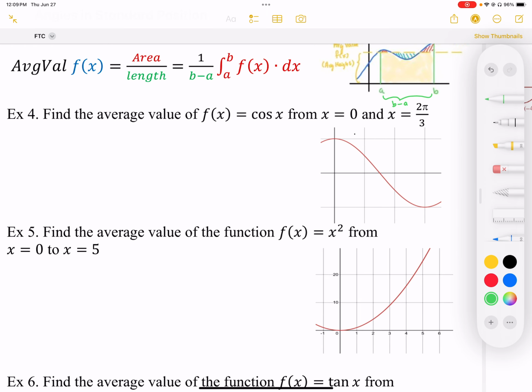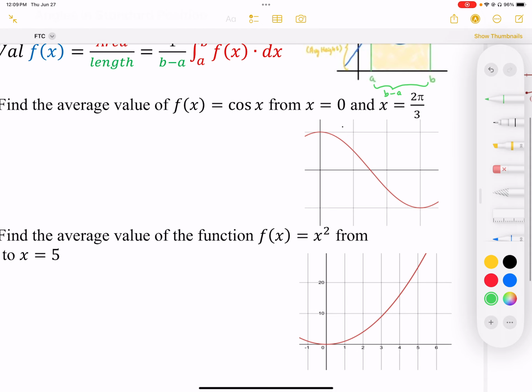So how do we apply this? Looking at the average value of cosine of x. Here on the right-hand side, I have the cosine of x, and we want the average height of that function from a starting point of 0, this point here, to 2 pi over 3, which is this point here. So we want to take this area and work out the average height based on that area.